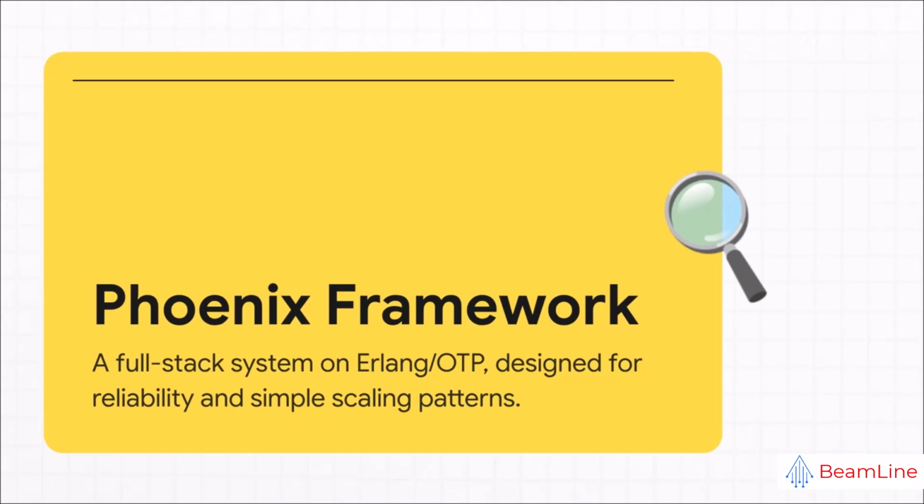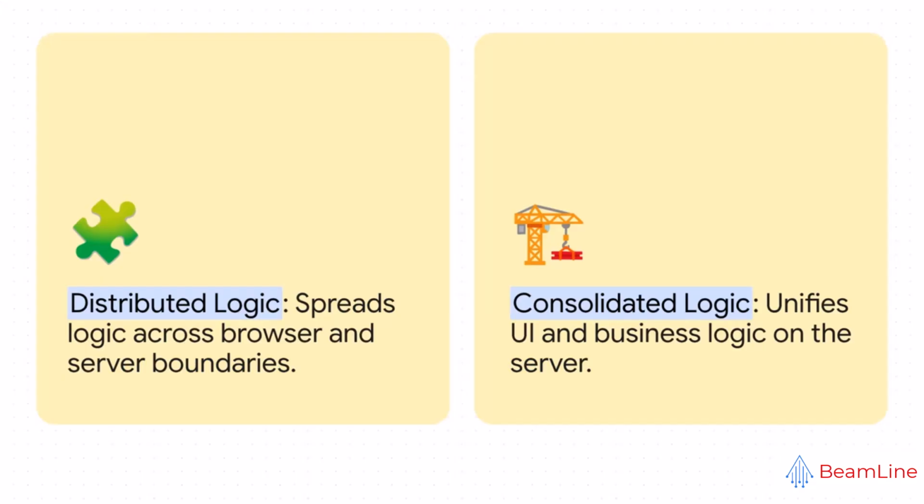So right from its DNA, Phoenix is all about reliability and handling tons of things at once without breaking a sweat. And this right here, this is the absolute core difference. With a stack like SvelteKit, your logic is split. You've got some on the server, some in the browser, and this messy boundary in between that you always have to manage. Phoenix just gets rid of that. It consolidates everything. Your UI logic and your business logic, they live together happily on the server.